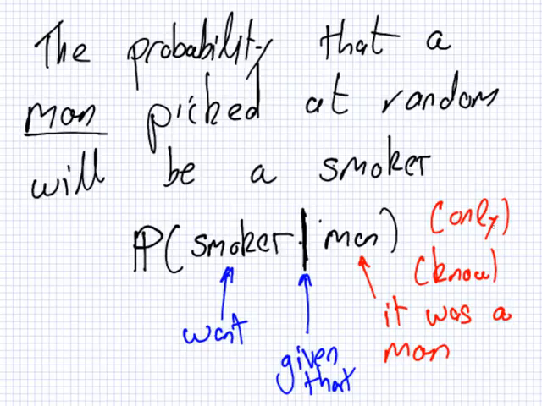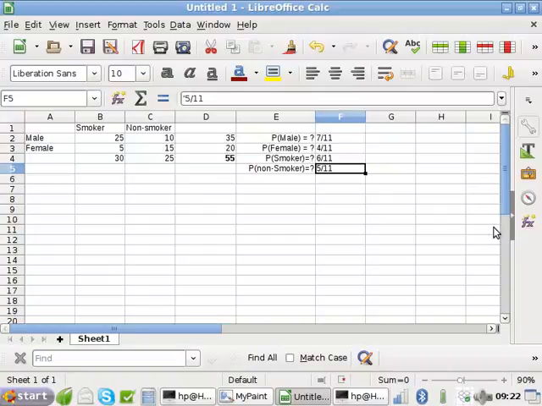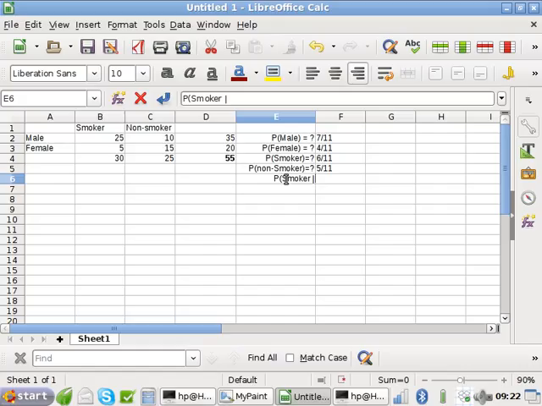Okay, so let's go back to our table and see what we get. Or you need to write it down actually. Now we'll talk more about this in the next semester, but just for now I just need you to know what this symbol means. It means given that, provided that, he's already a man. So here I want to know the probability of getting a smoker, given that you know it is going to be male already.